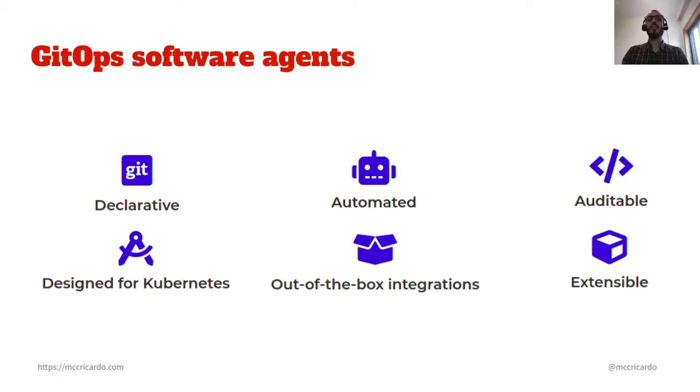But at the same time, we also need it to be a little bit extensible, in the sense that we all have some particular use cases on our infrastructures where we need to input our own logic. So now we're going to see some examples of GitOps software agents.